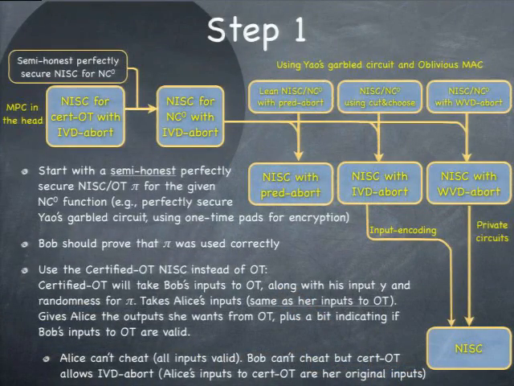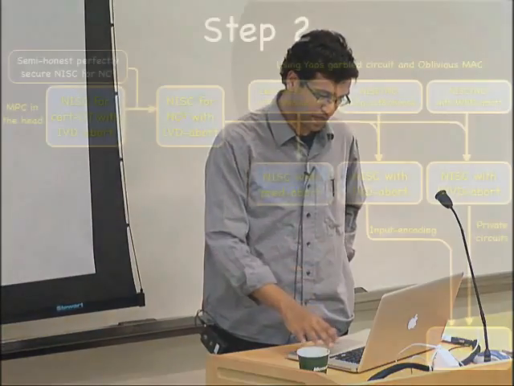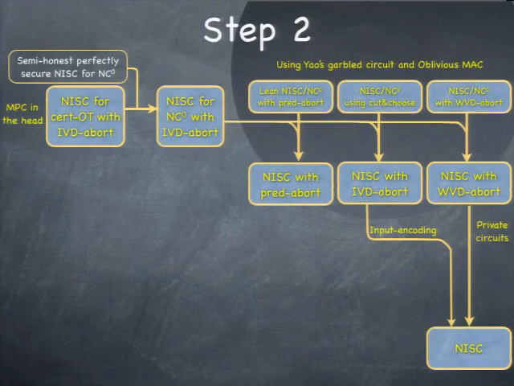Okay. So that's the first step. The second interesting step is how to build NISC given some NC0 functionality.